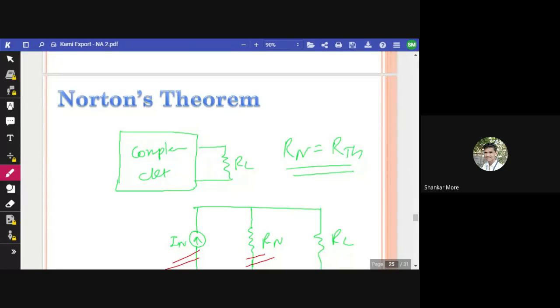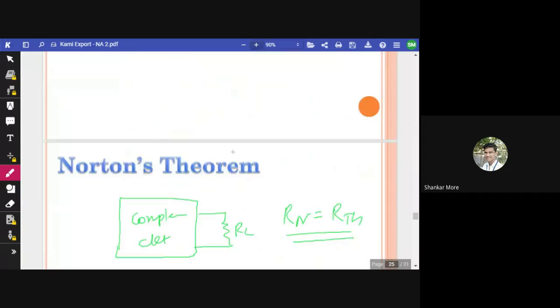So IN will be calculated. We will remove the load resistance RL. We will short circuit that branch, and we will calculate the current flowing through that particular branch. That will be our IN. How do we calculate RN? RN and RTH are one and the same. Calculations are 100% same. So we don't have any different thing here, right? So this was Norton's theorem.